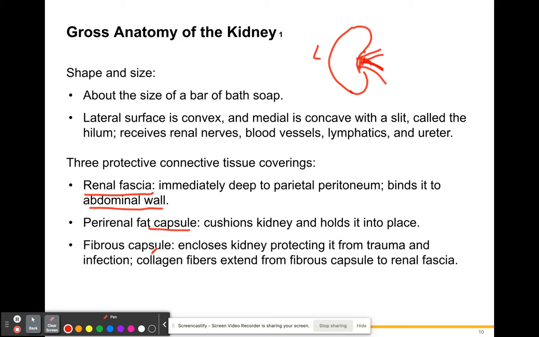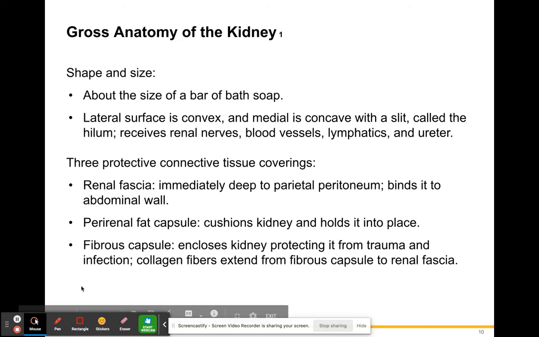And then lastly, we have the fibrous capsule, which is going to enclose our kidney, protecting it from trauma and protecting it from infection. Okay, so lots of protection around our kidneys.